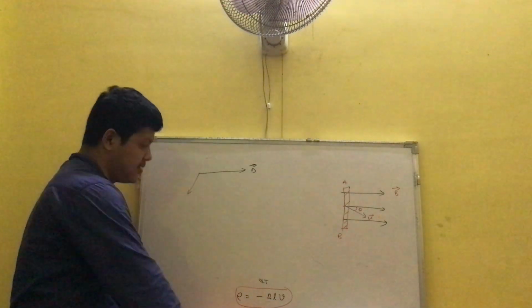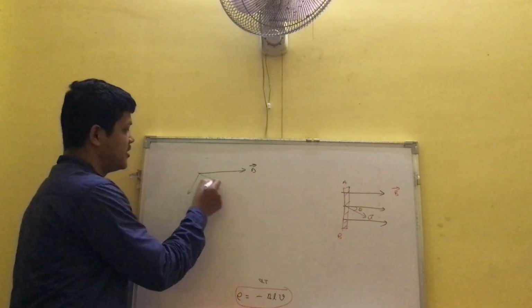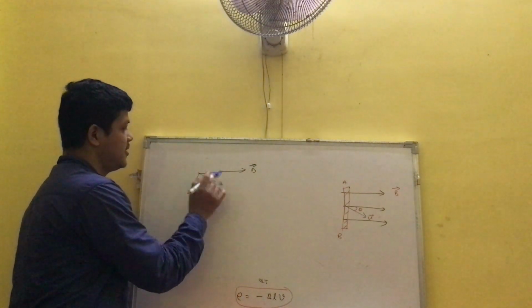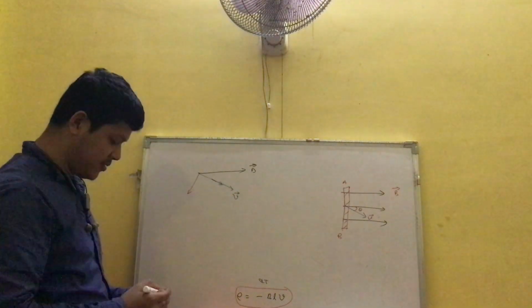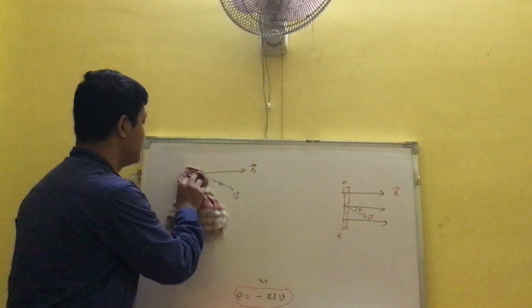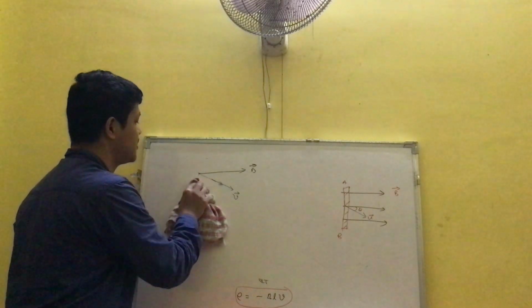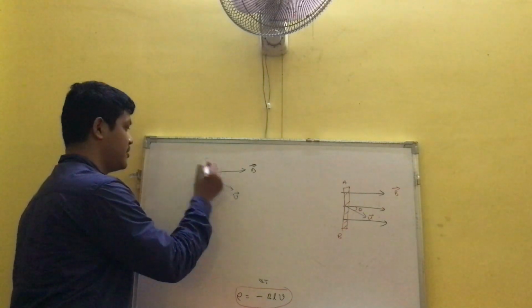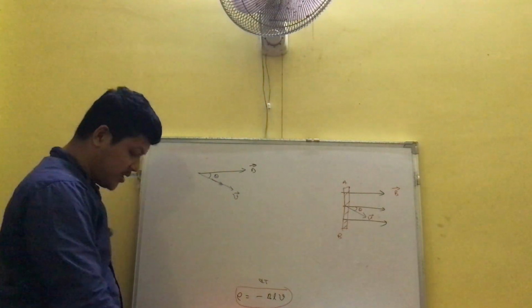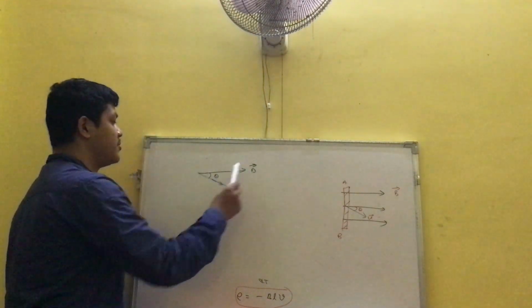And here the direction of the velocity is this. This is the direction of the velocity v. So let me assume that. Let us not consider this one first. Now this is the theta, suppose. Now it must have two components: one component along B, and another component.